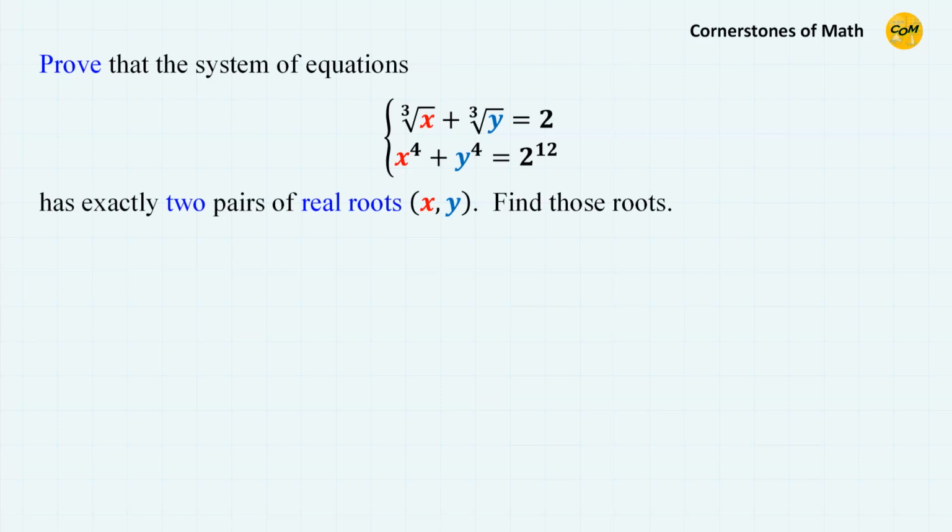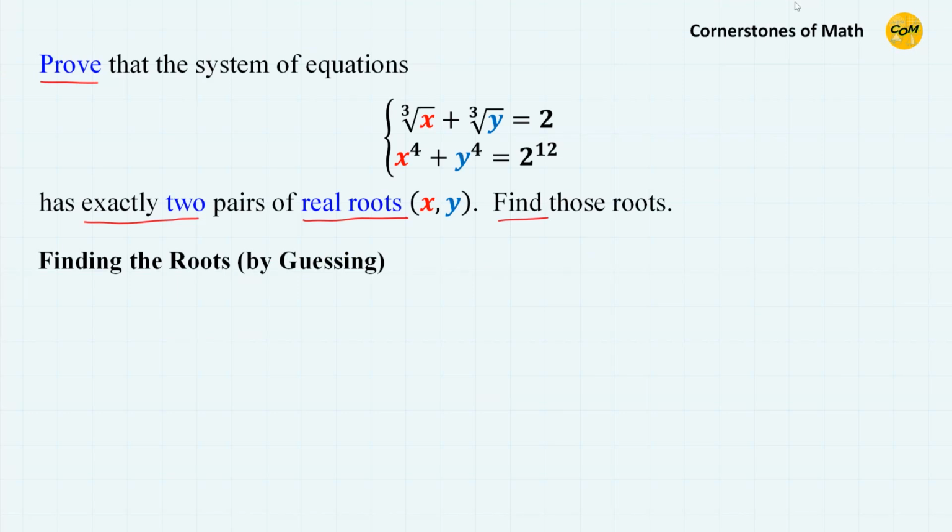Today I will solve the following problem. Prove that the system of equations cube root of x plus cube root of y equals 2 and x to the 4th power plus y to the 4th power equals 2 to the 12th power has exactly two pairs of real roots x, y and find those roots.